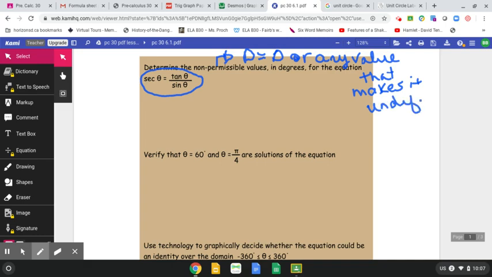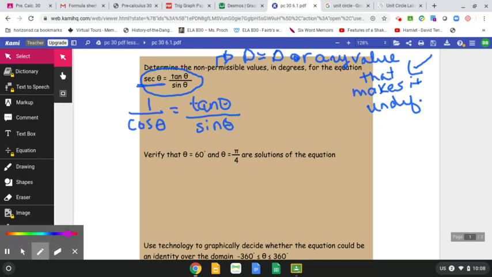When you do these questions, it's important you have them written in simplest form first. After you have it written in simplest form, we can look for our non-permissible values. Secant is not in simplest form because we know that secant is 1 over cos. So I'm just going to write that as 1 over cos, and then I'm going to leave this tan theta over sine theta. Now I have 3 parts to this question to find when the denominator equals 0 or any value that makes that whole thing undefined. So let's start by looking at our denominators. I have 2 denominators.